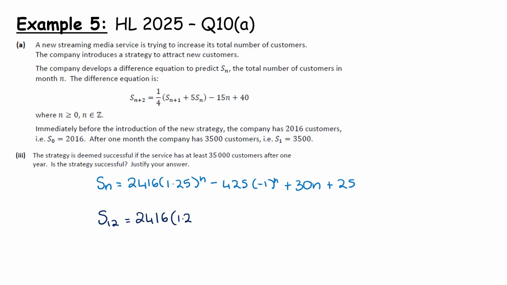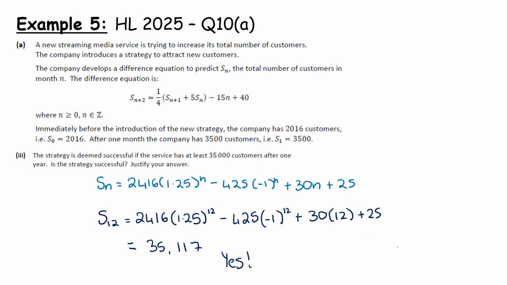So 1.25, we don't have to worry too much about substitution like we did for part 1, because everything is our n, and our n is our 12 in this case. So it's only when we're subbing into the original recurrence relation that we have to be really, really careful. So let's plug that in. That gives us an answer. Oh, it's not euros, so it's 35,117. So don't forget to answer the question, is the strategy successful?